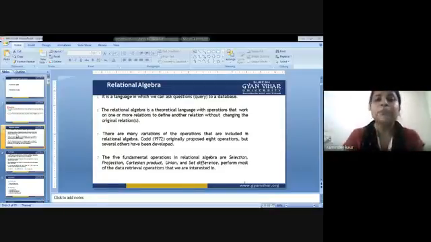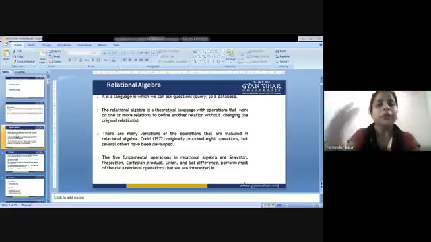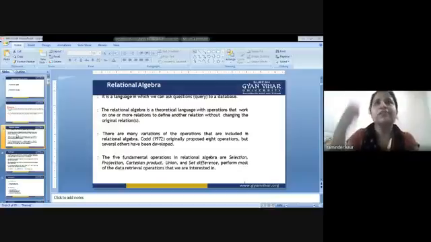Second, relational algebra is a theoretical language with operations that work on one or more relations to define another relation without changing the original relation. What does that mean? It is a theoretical language, meaning that ignoring the practical concepts, we are concerned with the theoretical queries being asked. We generate the queries with the help of operations like and, or, not, where clause, and sort clause.